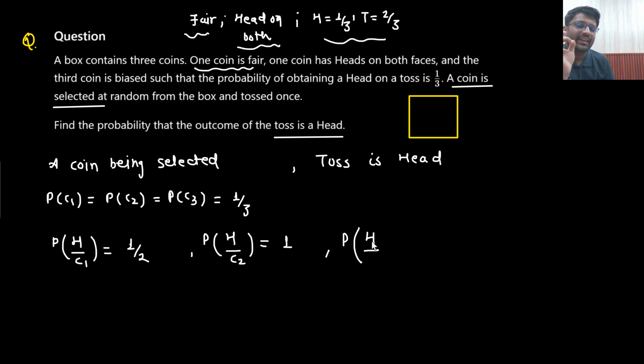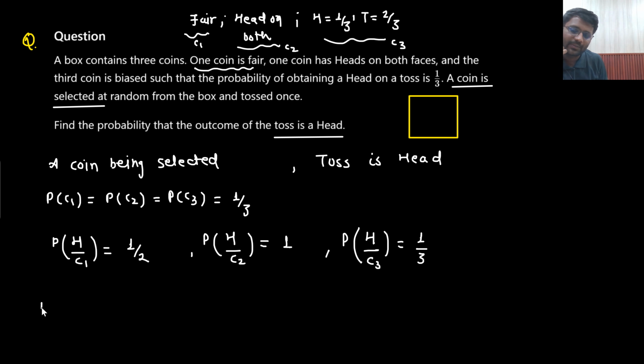Yeah. So the probability of getting a head such that coin C3 is selected. This is coin C1, this is coin C2, and this is coin C3. So coin C3 is selected. What is the probability of getting head? That is 1/3. Right? Understandable?